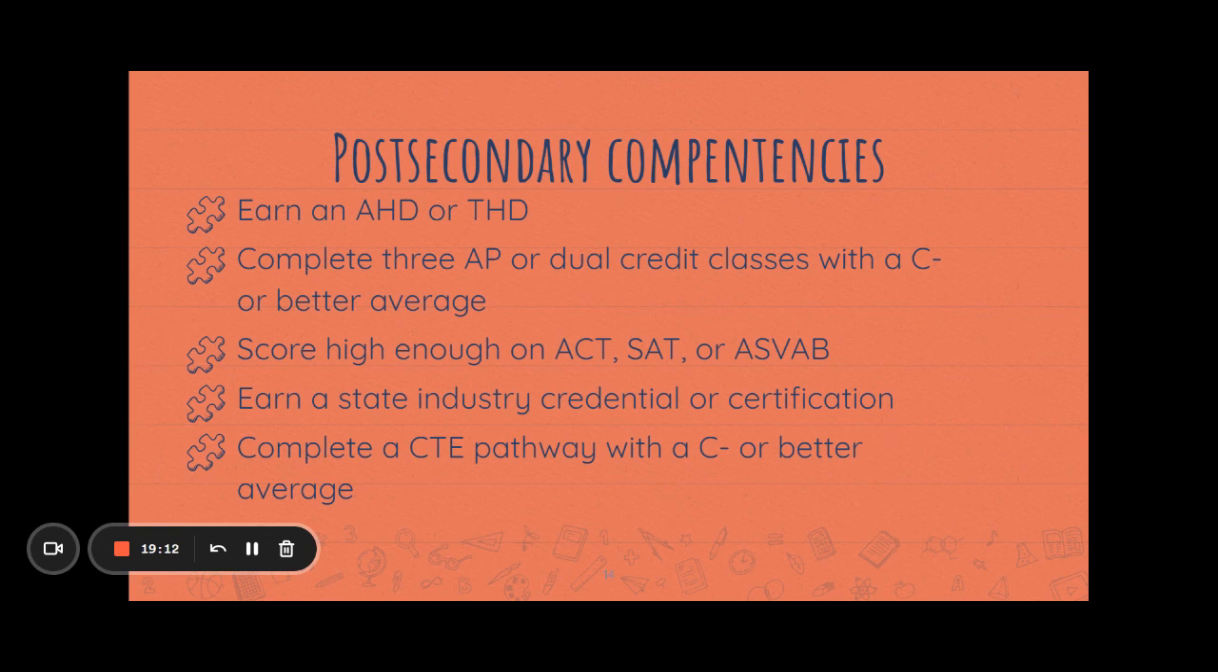Then complete a CTE pathway with a C- or better average. There are 2 or 3 course sequences that you can take to count for this area. Your counselors have a very big chart of what you have to take in what order. So your upperclassmen might remember me or another counselor coming into your classes last year and saying, okay, you're in Principles of Business Management. As we get ready to schedule, here's the next class that you'll want to take. So we do try to help guide you on what class to take first, second, and third so that we can help you meet this CTE pathway.